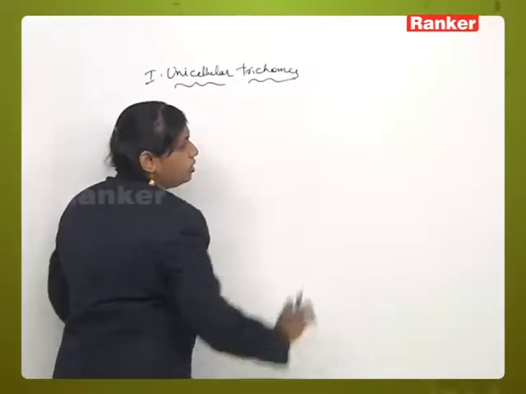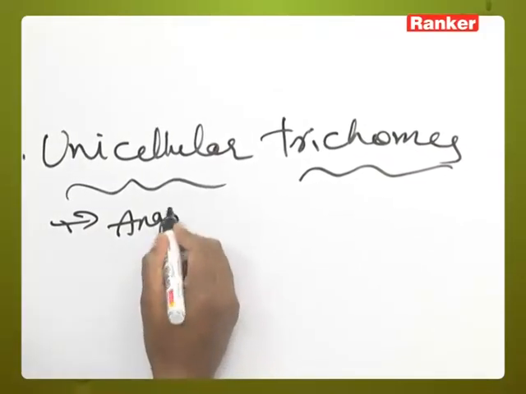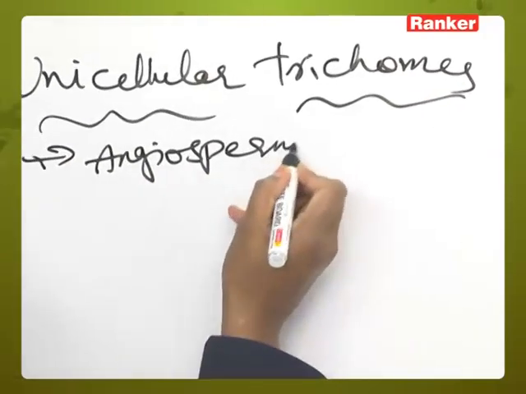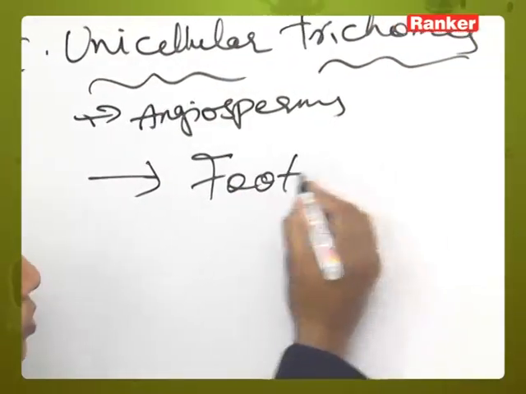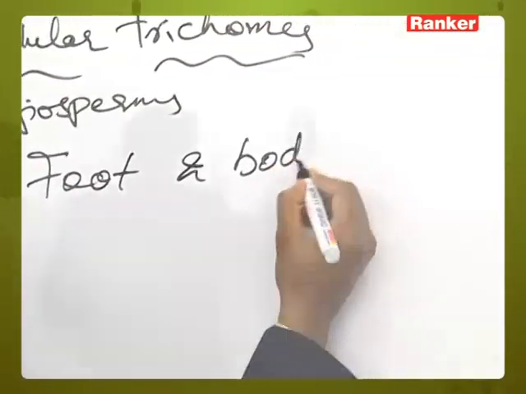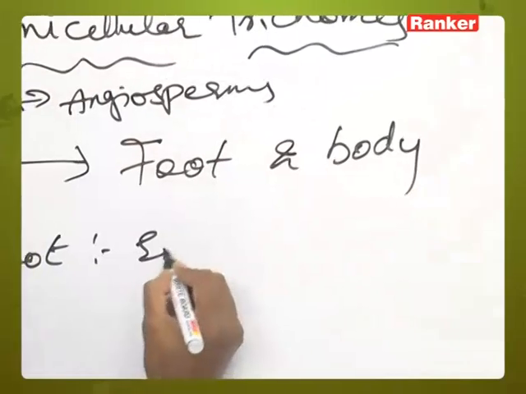Okay. Now, what are unicellular trichomes? These are normally seen in angiosperms. And the unicellular trichome is divided into 2 parts, the foot and the body part. The foot is the structure which is embedded in the epidermis.